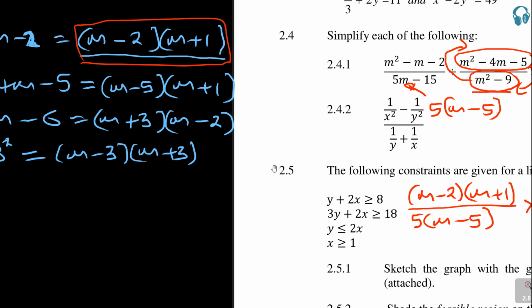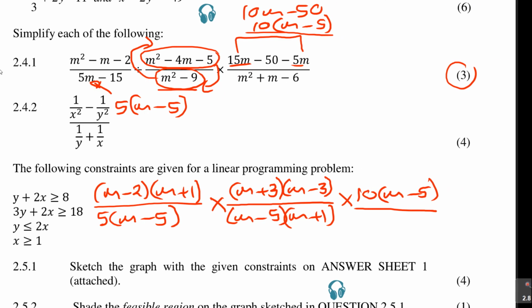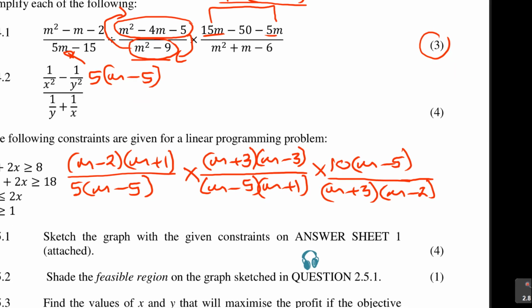M plus 3, m minus 2. So it's m plus 3 and m minus 2. Even me, I'm just doing the shortcuts as quickly as possible because it doesn't carry a lot of marks. At this stage, we are cancelling out what you see repeating and what you see common. So let's start with this.